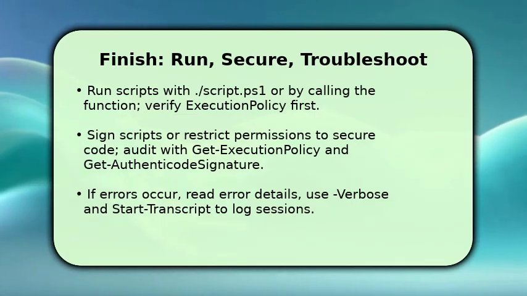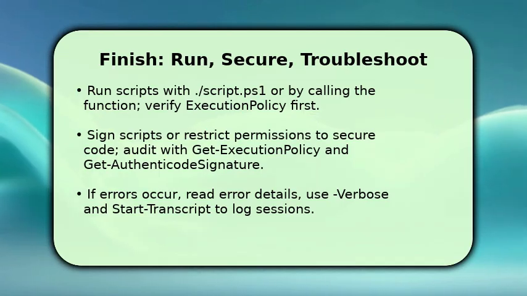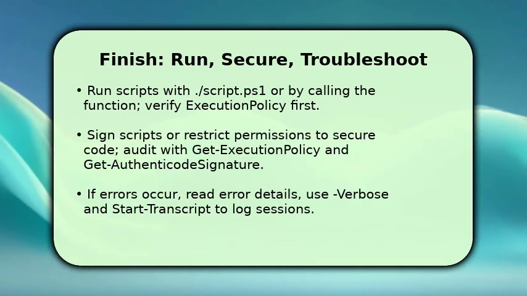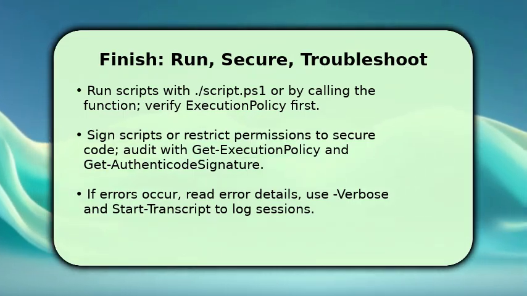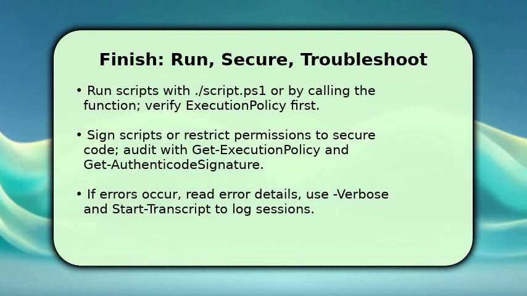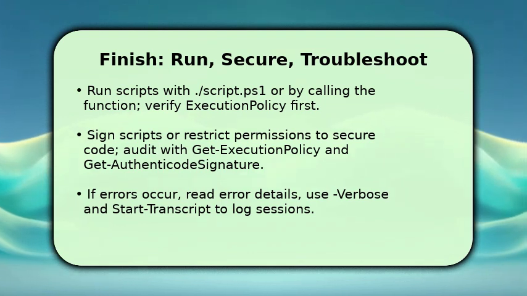If something fails, read the error record carefully. It tells you the cmdlet, line, and message. Rerun with -Verbose and use Start-Transcript to capture the session. That helps isolate issues. If you still struggle, simplify the failing step and test smaller inputs until the problem is clear.